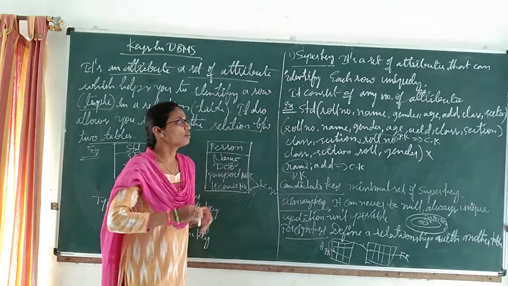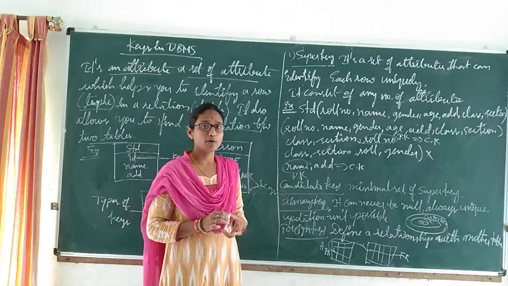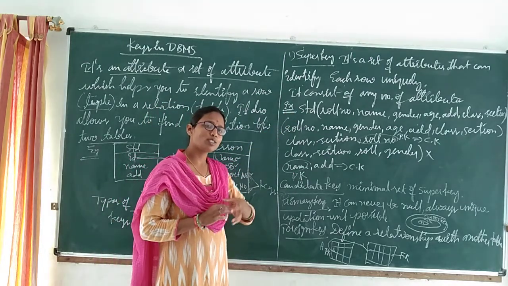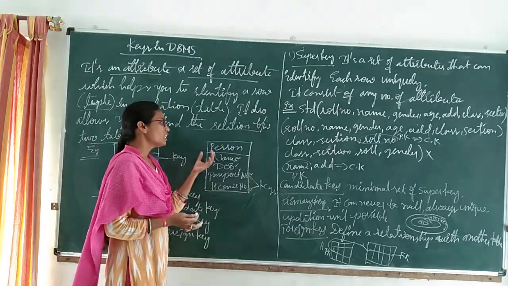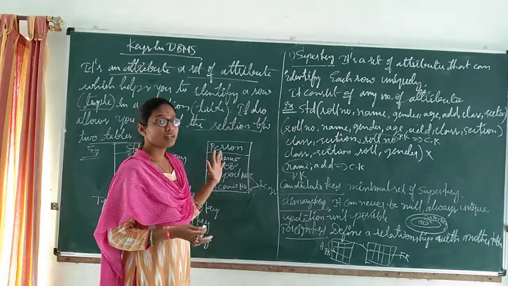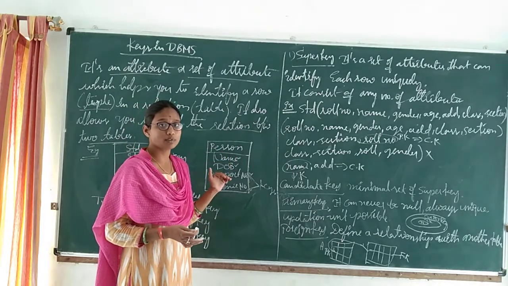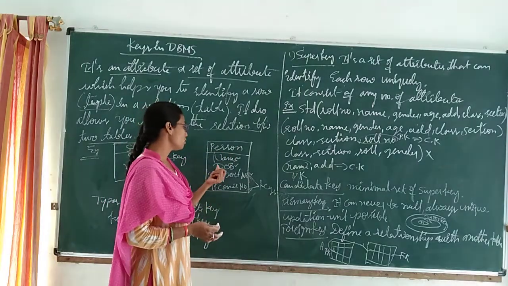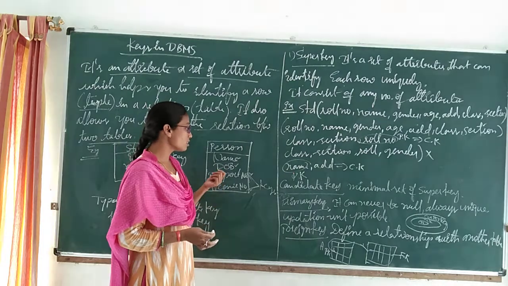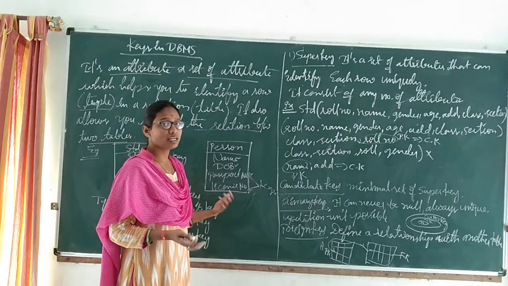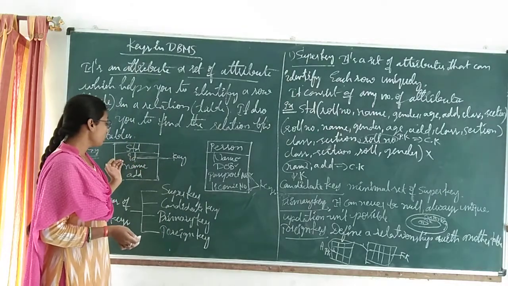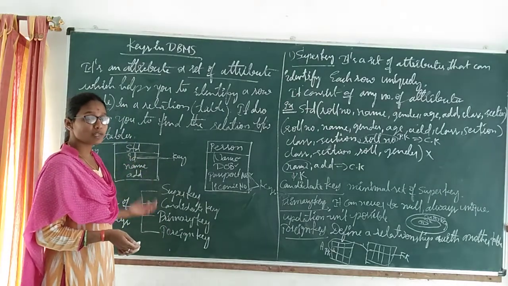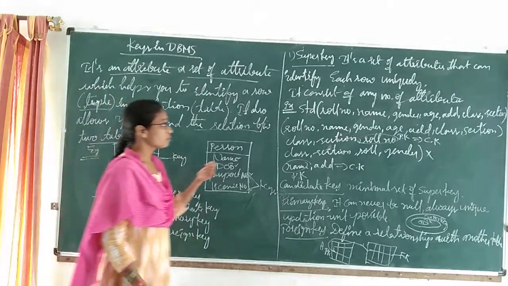A super key consists of any number of attributes. For example, whatever properties the person has, a set of attributes: name, date of birth, passport number, license, mobile number, address, etc. And in the student relation: student ID, name, address, father name, etc.